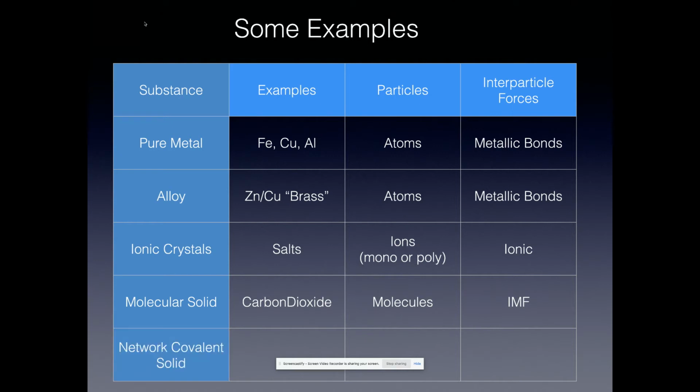So we also have the network covalents, and these are fascinating. Everybody likes to use diamond as an example. I tend to like to talk about quartz and things like beach sand and glass. These are made up of atoms that are covalently bonded in a giant network, which means they have really high melting points.